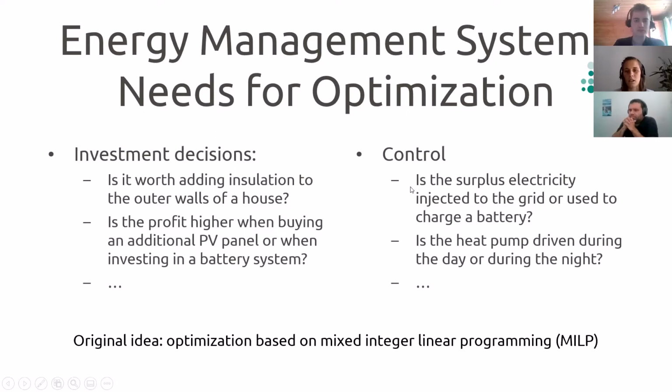And the other thing where we need optimization is the control. So we have an energy management system with houses, for example, with PV panels and wind generations and electric vehicles. And then the control has to decide, for example, if the surplus electricity is injected to the grid or if it is used to charge a battery. And it also has to decide, for example, if the electric vehicle is charged during the day or during the night.